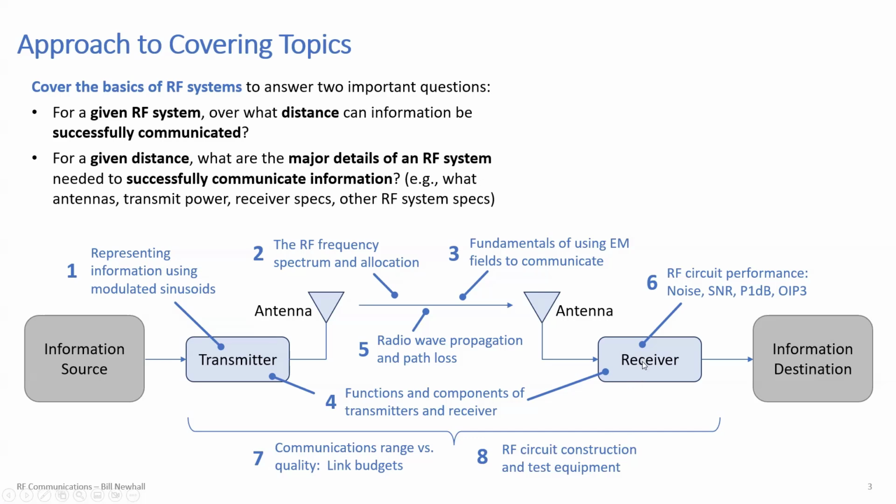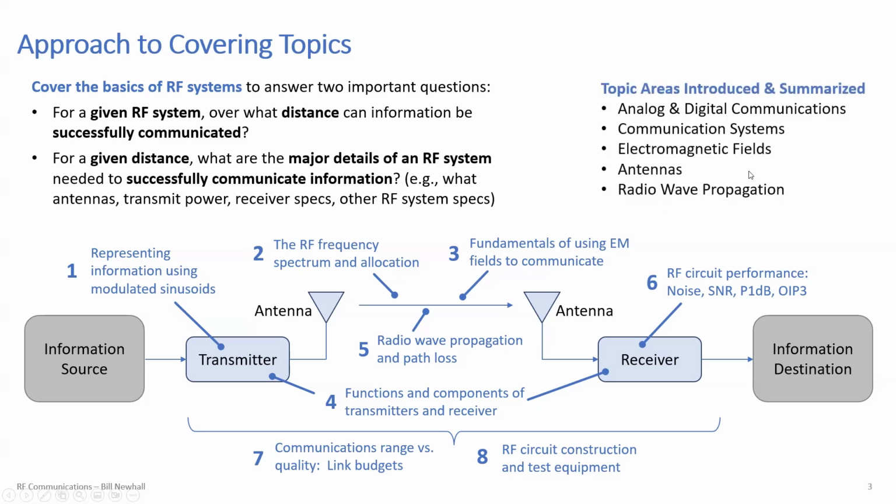Okay, so this is a big area to cover, but again, I think we can summarize this in a few lectures so that you get a background really crossing these areas, and these are separate courses, in fact, in electrical engineering. I'm going to introduce and summarize analog and digital communications, communication system theory, electromagnetic fields, antennas, and radio wave propagation. Okay. So we're going to look at that. So let's walk through each one of these areas and talk about them.